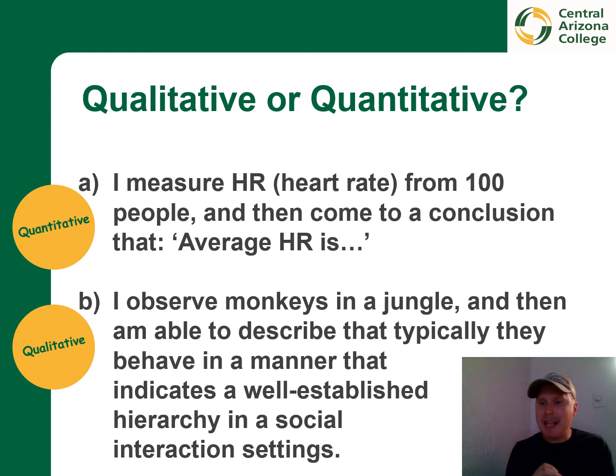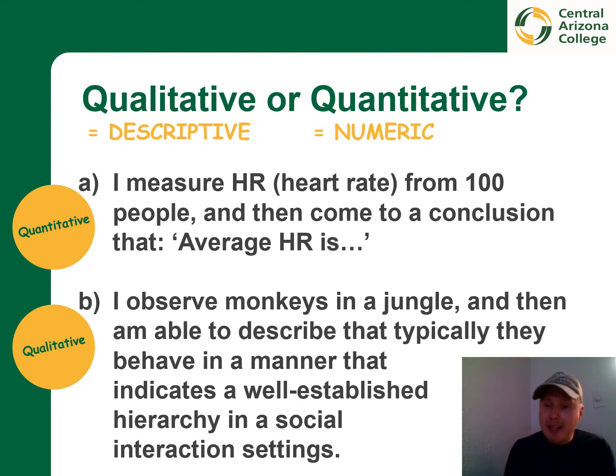Well, here we see that the statement where I talk about measuring heart rate from 100 subjects and then coming up with a statement that an average heart rate is this and that, this statement is of course more quantitative. We are measuring something. So the answer that we end up with is numeric. A statement where I describe the behavior of monkeys in the wild and end up drawing conclusions about their social hierarchies, this is definitely more descriptive in nature. So this means that it is a qualitative one. I hope that this difference makes sense to you now.